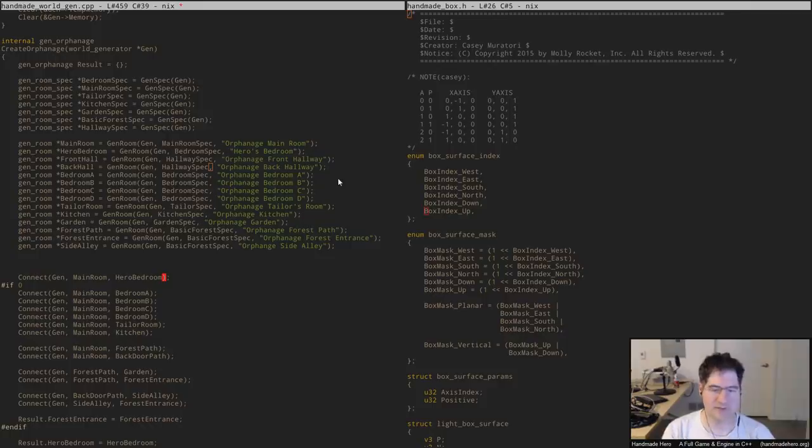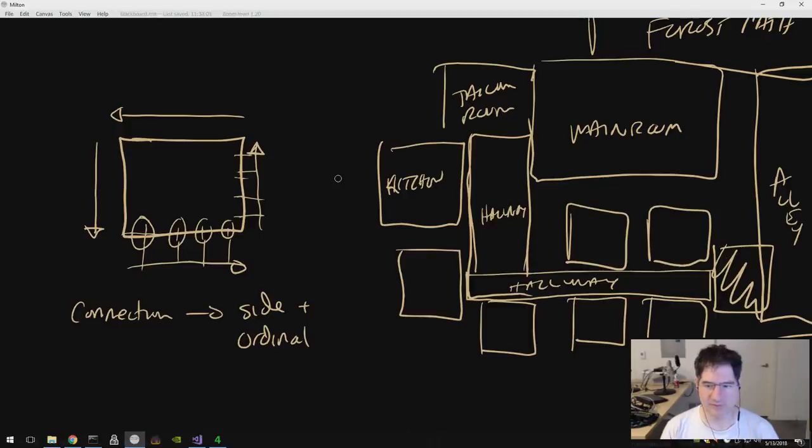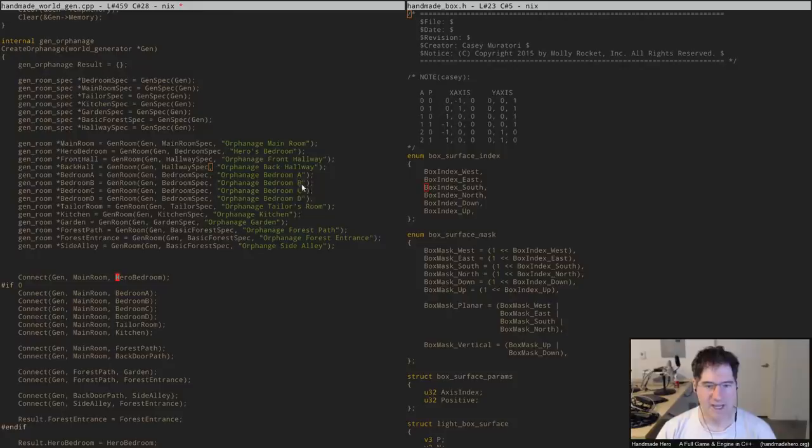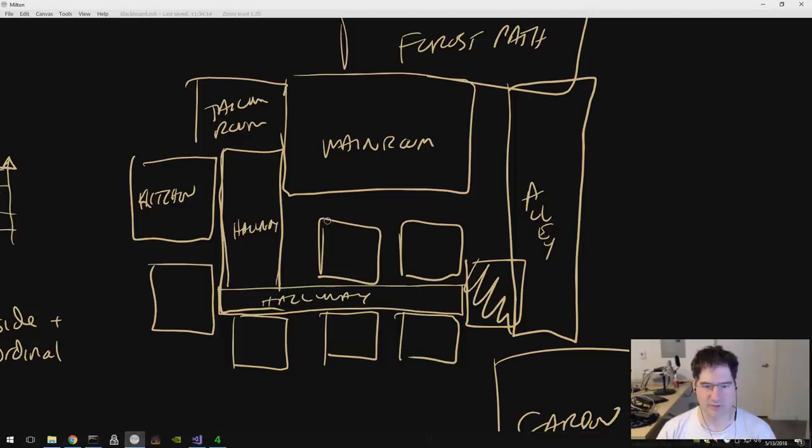So what I should be able to say here is I want this connection to go in this specific location. And let's do that. So going from the main room to the bedroom, that's not what that is anymore. Let me actually lay these out specifically on the diagram so we know what we're talking about here. A, B, C, and D, as well as Hero.